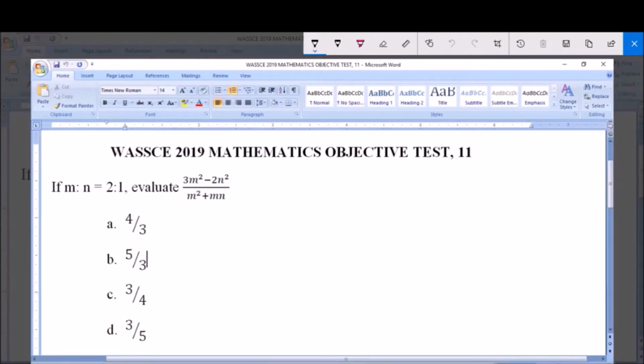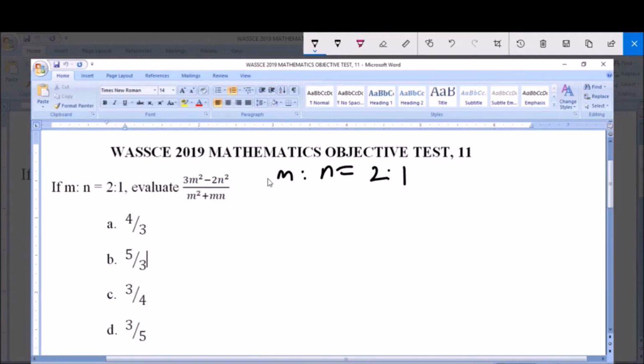We're solving question 11. The question says if m ratio n is equal to 2 ratio 1, evaluate 3m squared minus 2n squared over m squared plus m plus n. A, it says our answer will be 4 over 3. B, 5 over 3. C, 3 over 4. And D says 3 over 5.